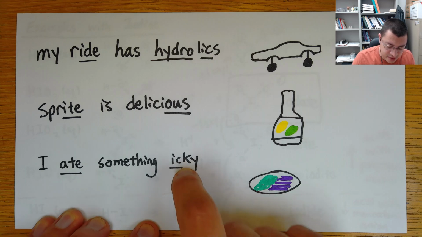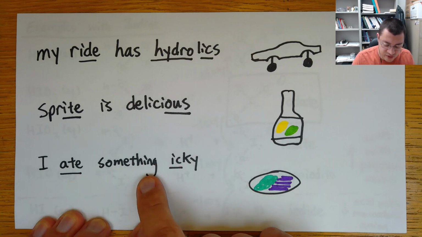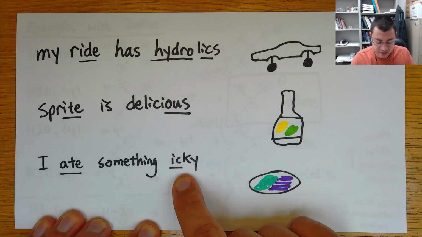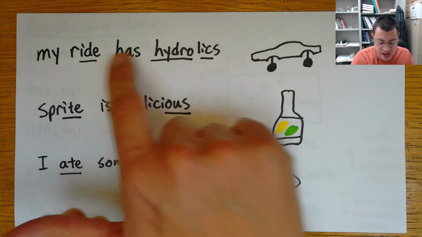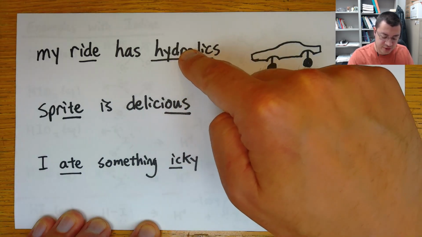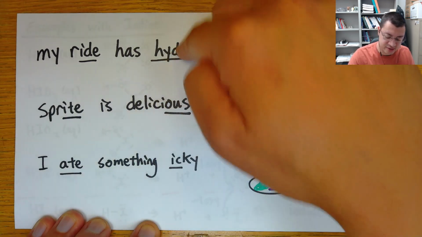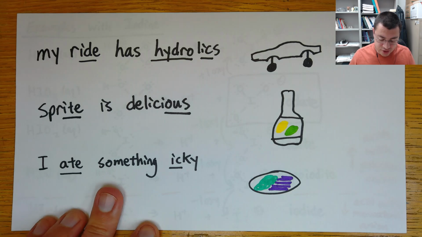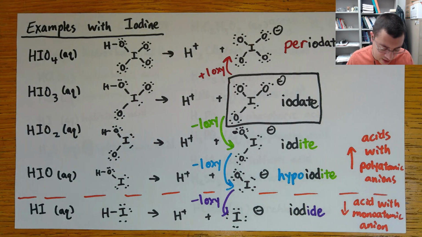Notice with "ate," there's no hydro in front. It's just going to end in "ic." Whereas if it's "ide," you put a hydro in front and an "ic" in the back. That hydro is important so that it can distinguish these two acids. All right, so let's go through an example with iodine.